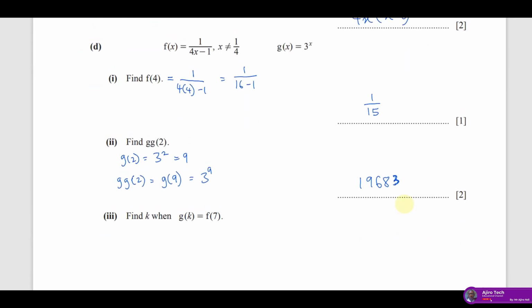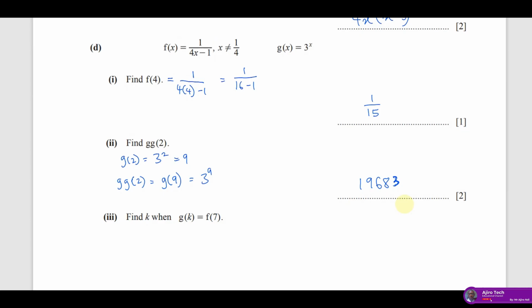So next one, g of k is f of 7. What is g of k? Anywhere I see x here, I'll put k. So this becomes 3 to the power k. f of 7, anywhere I see x here, I'll put 7. 1 over 4 into 7 minus 1.